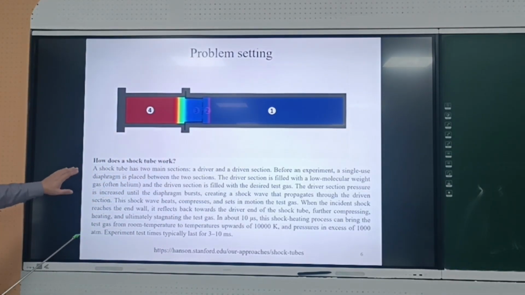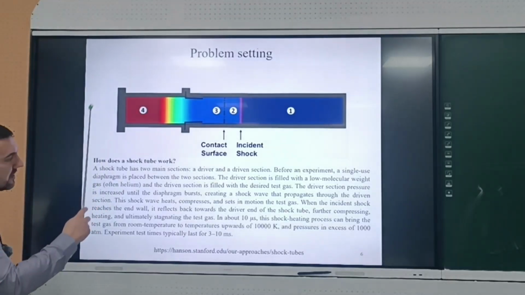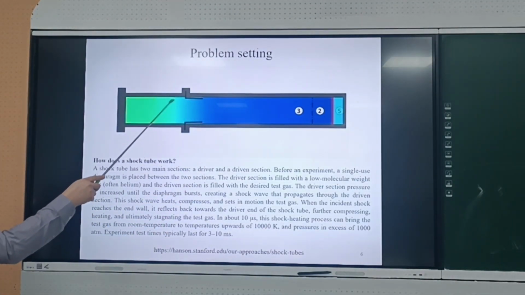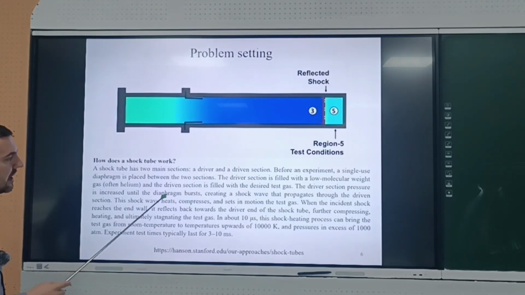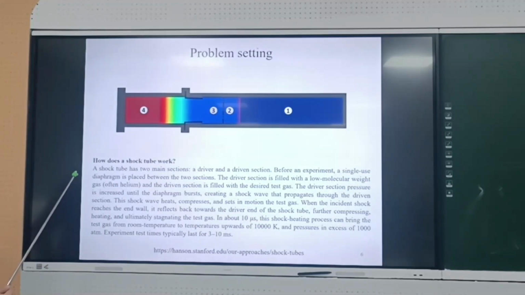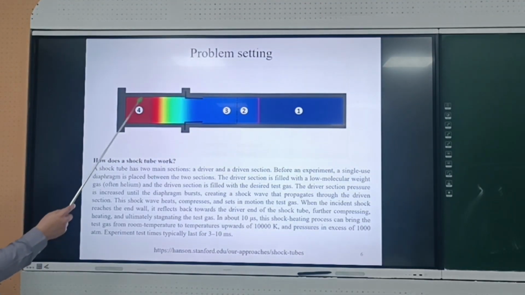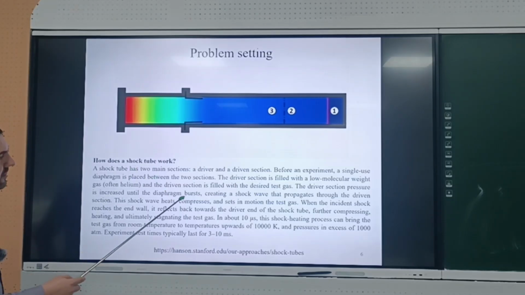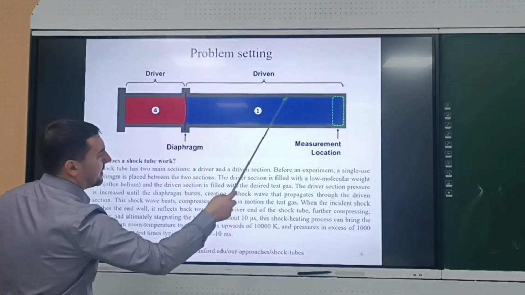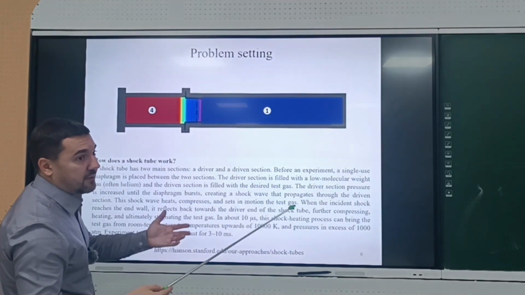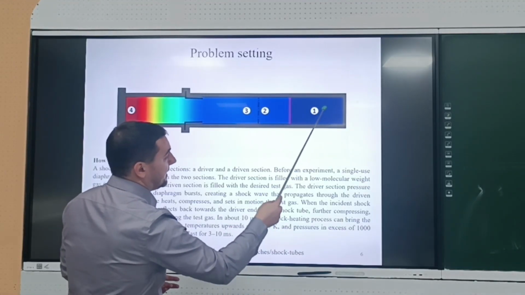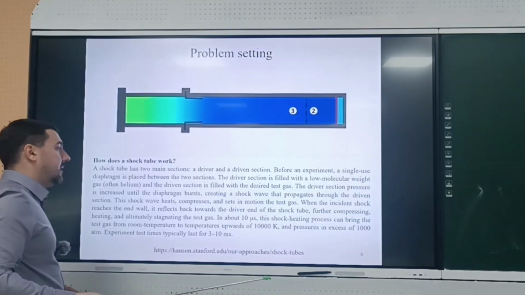How does a shock tube work? A shock tube has two main sections, a driver and a driven. Before an experiment, a single-use diaphragm, so this is a diaphragm, is placed between these two sections. The driver section is filled with a low molecular weight gas, such as helium, and the driven section is filled with the desired test gas. For example, we want to measure the properties of hydrogen. How can we get the chemical kinetics of hydrogen combustion? We can calibrate it using this data in the shock tube.